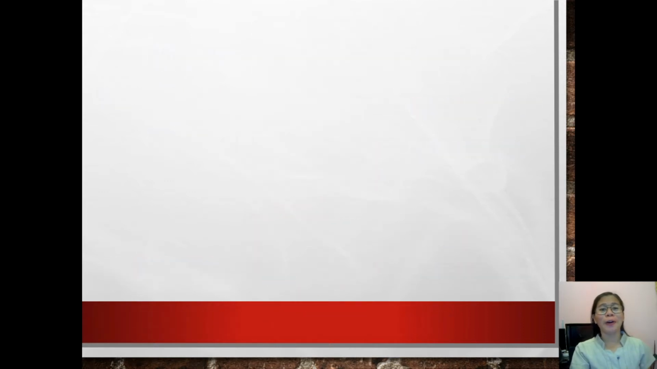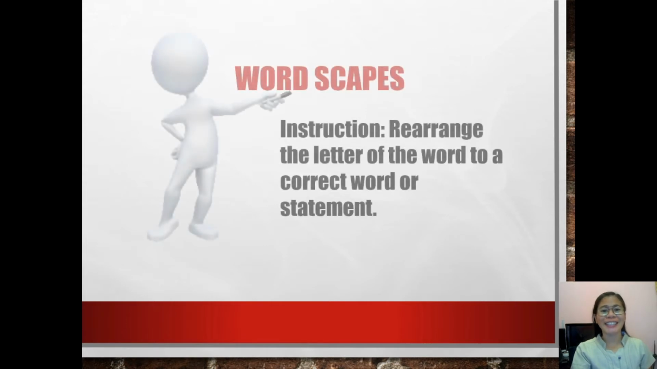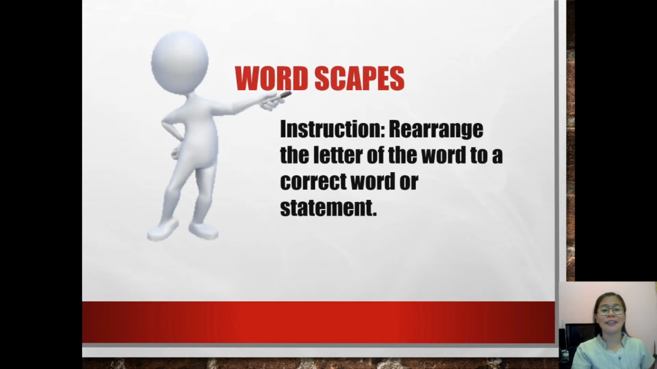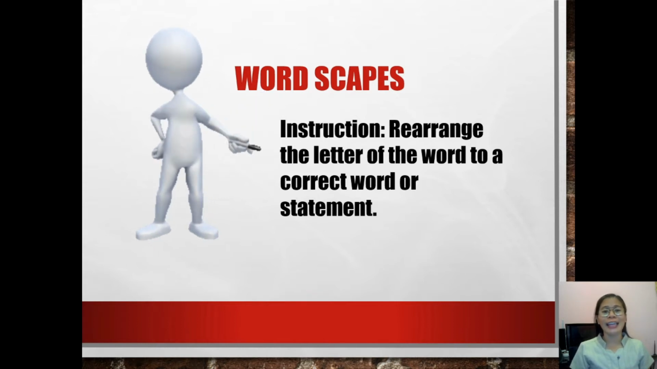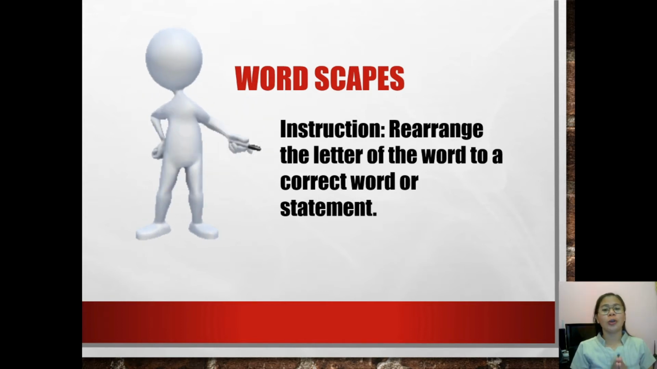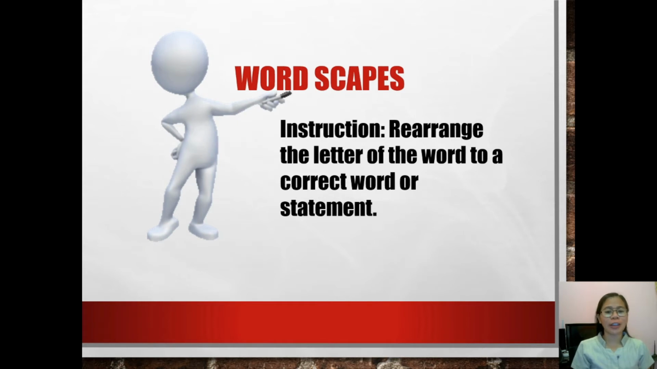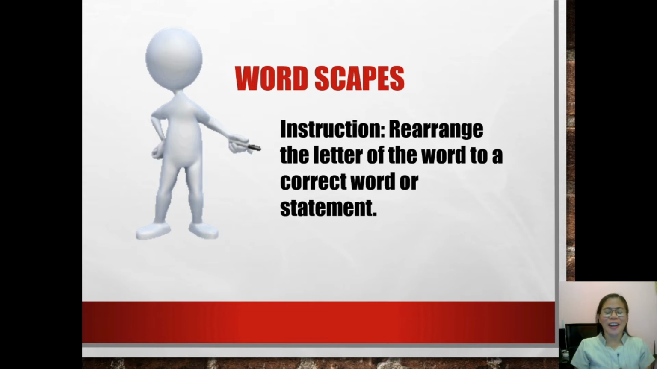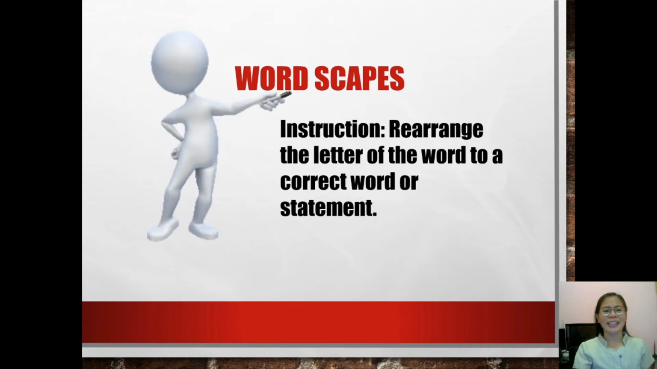Okay, now that you know already the different parts of an analog multimeter, we can now proceed to our next discussion. But before that, let us have first an activity. Our activity is called Wordscape. The instruction is to rearrange the letters to form a correct word or a statement. Are you ready? Okay, very good. Let's proceed to our activity.